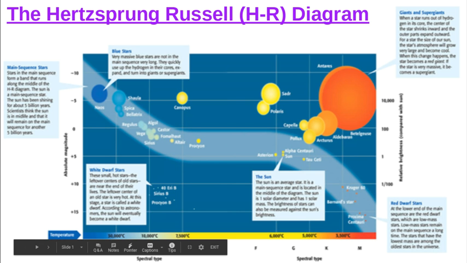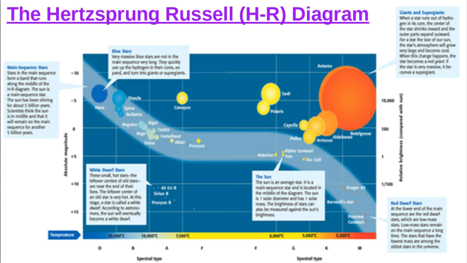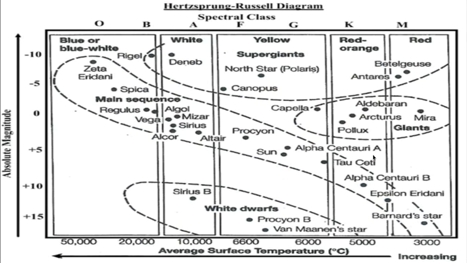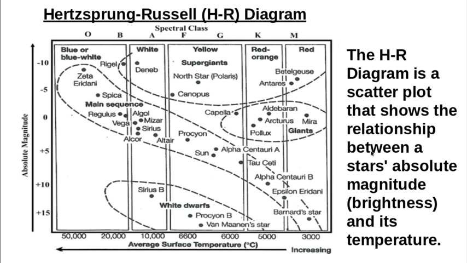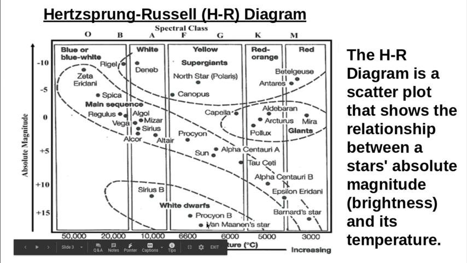Hello, today I'm going to talk to you about the Hertzsprung-Russell diagram. We will call it HR diagram for short. It looks busy, but once you understand it, it won't be that bad. It's a diagram that helps us understand a little bit more about stars, and it is a scatter plot based on the star's brightness and the star's temperature.